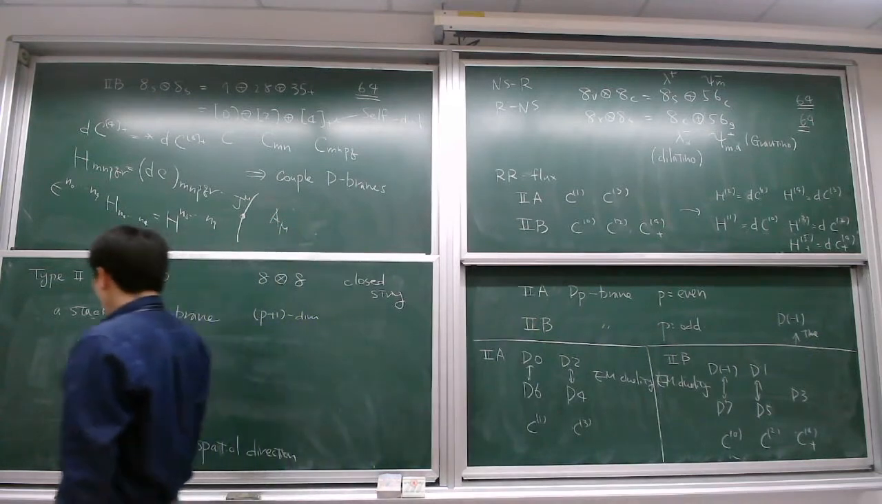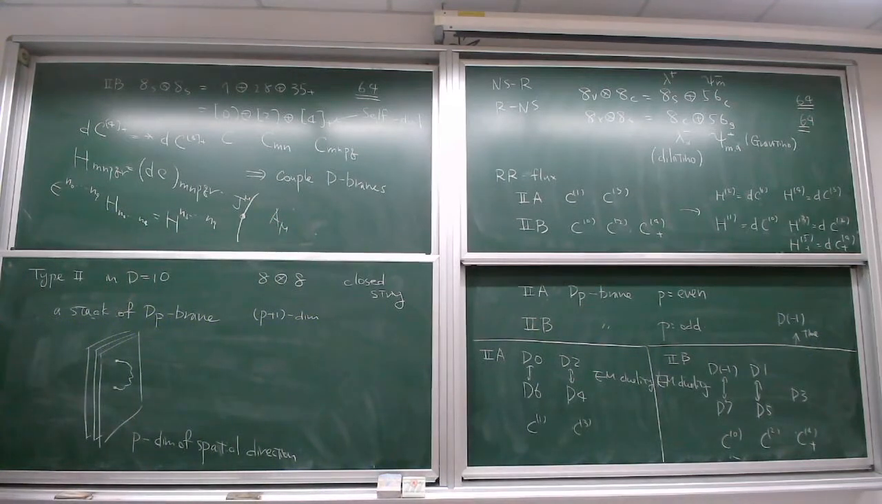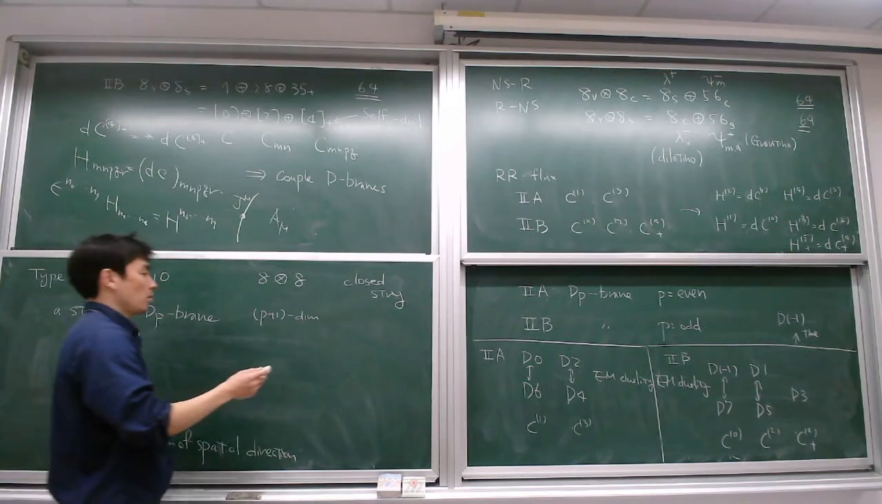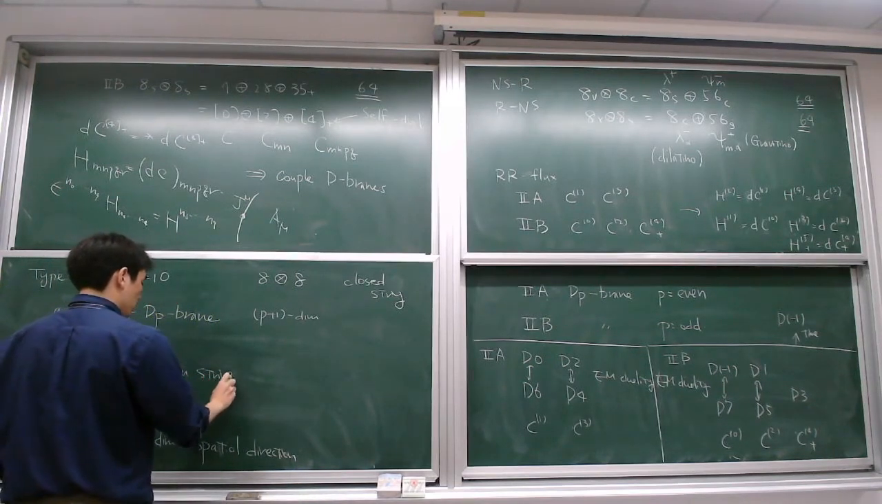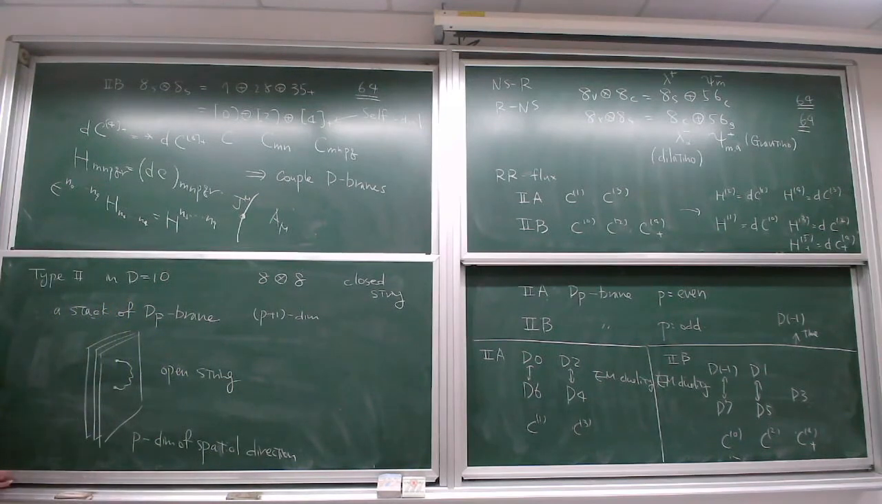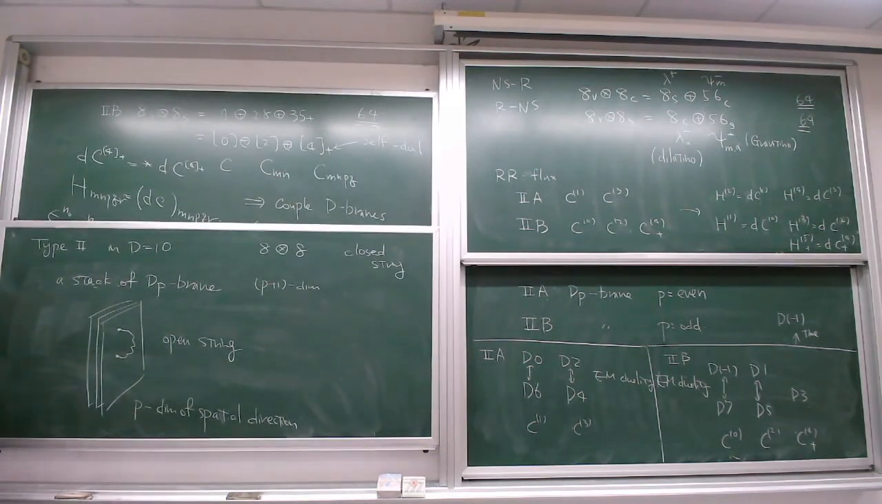However, once you introduce the D-brane, one can incorporate even open strings. So without a D-brane, it's just a closed string. But with a D-brane, you can incorporate open strings. And then it's a boundary condition. So the D comes from Dirichlet, as you know.